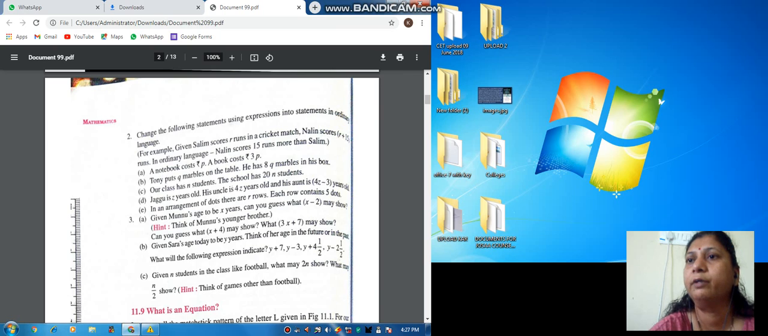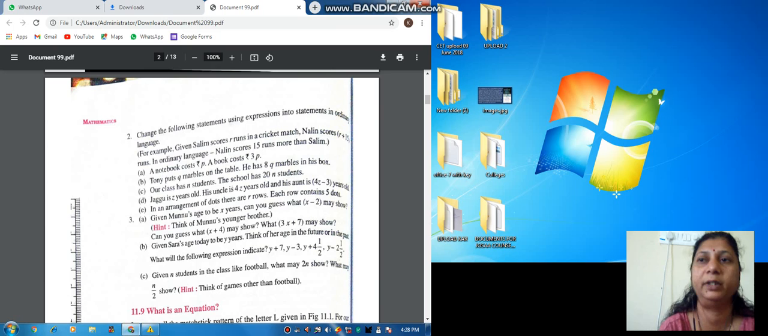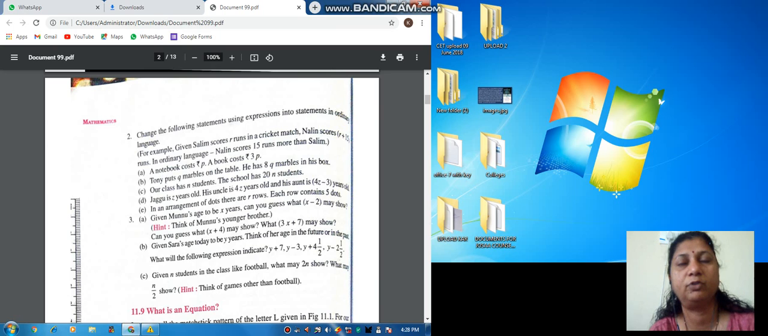Okay, we will see the second 2 examples and third 2 examples. Fine. So change the following statements using the expression into statements in ordinary language. Let's see. A notebook costs rupees p and a book costs 3p rupees. So we have to convert it into ordinary language. That means the cost of the book is 3 times the cost of the notebook. Get it? Okay, let's see the C.